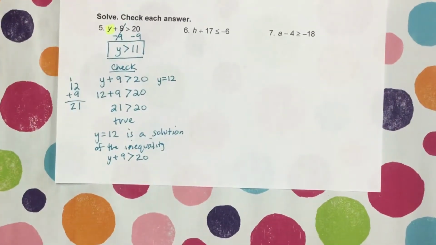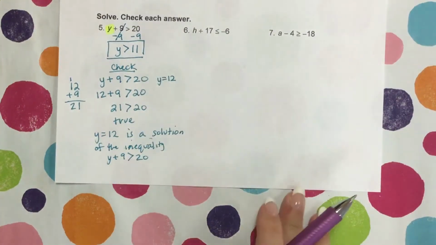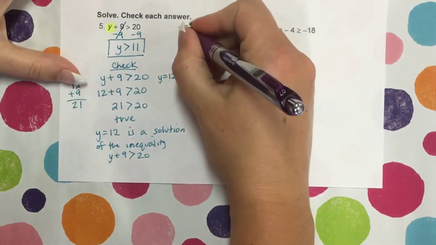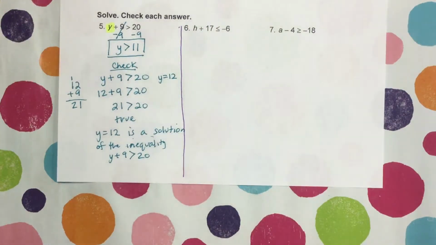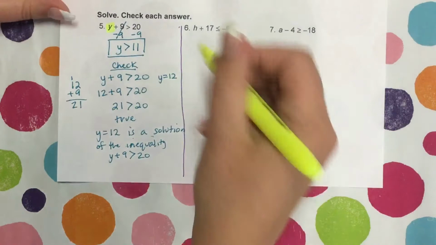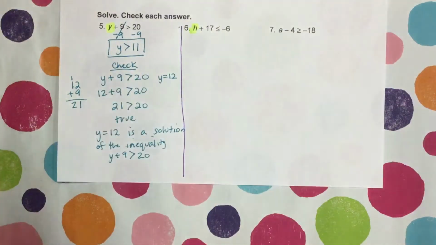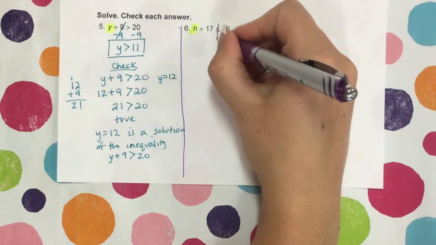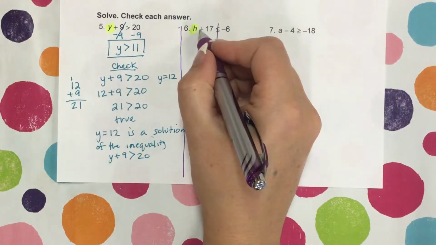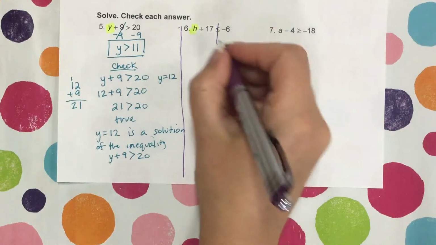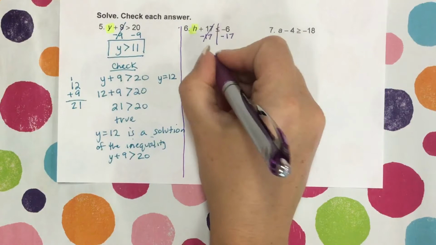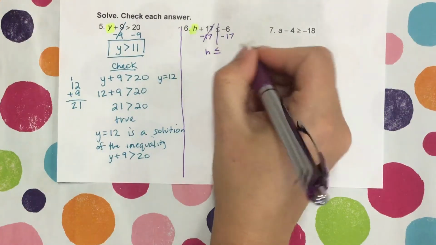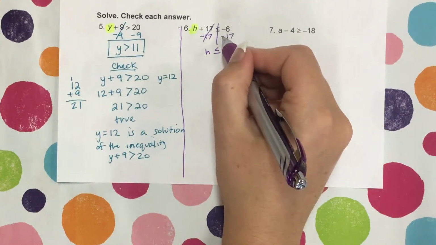Okay, we are back with problem number 6. I'm going to make a line separating these two problems. We are trying to isolate h and get h by itself. It is not by itself on this side of the inequality. Right now there's this plus 11 over here, so we have to do the inverse operation of addition, which would be subtraction. Those cancel. We're left with h is less than or equal to negative 6 minus 17.